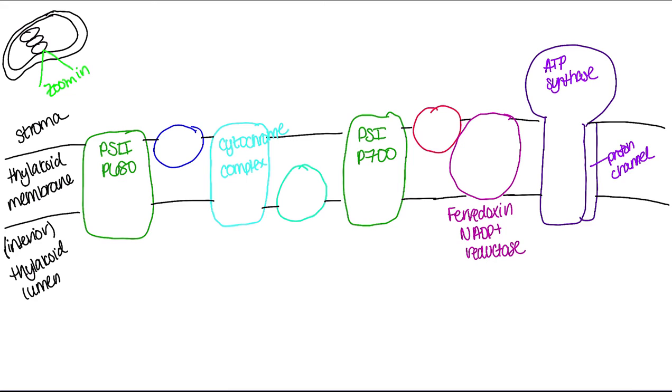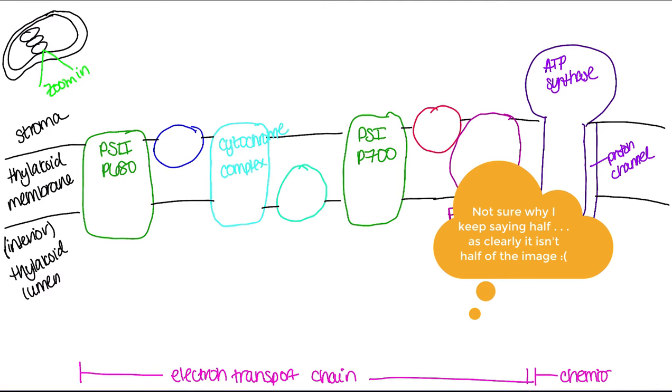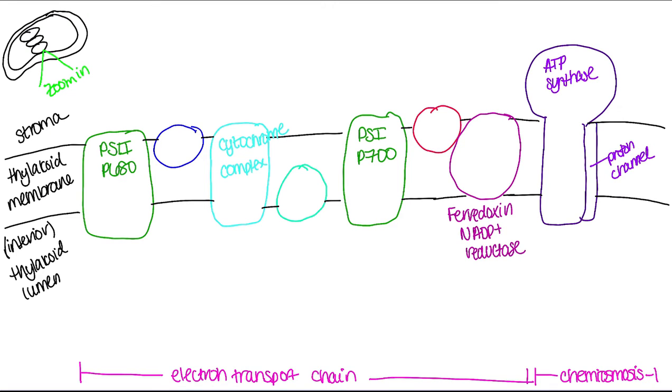All right, so now we have all of the major key players labeled. The last thing that we're going to do in this image is we're going to label the parts that are part of the electron transport chain. So the first half, well, more than half, the first left side of this image is the electron transport chain, just like we had in aerobic respiration. And then this right half over here is where the chemiosmosis occurs, and that's going to be with our ATP synthase.